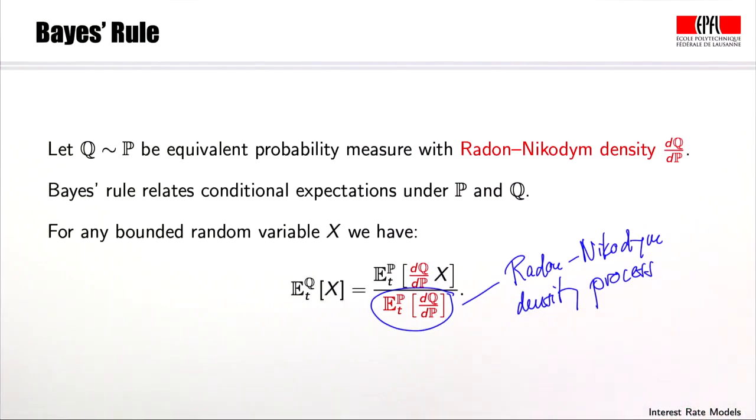If we vary little t, then this becomes a martingale. It's called the Radon-Nikodym density process. It is a positive martingale.